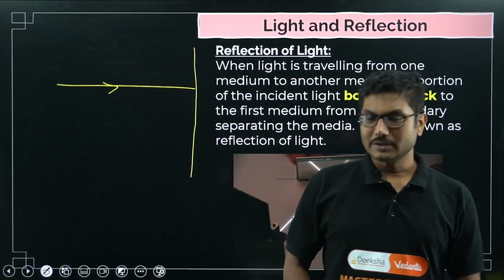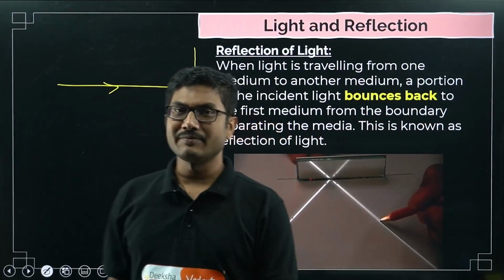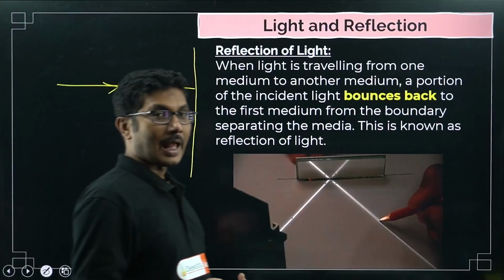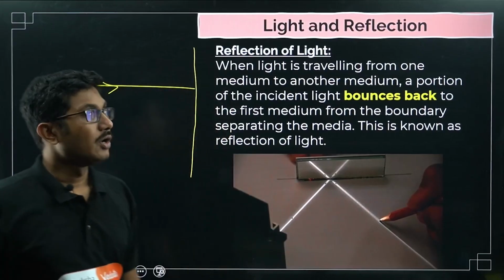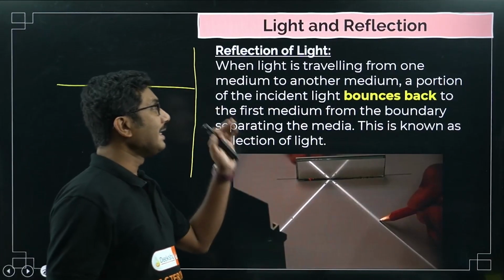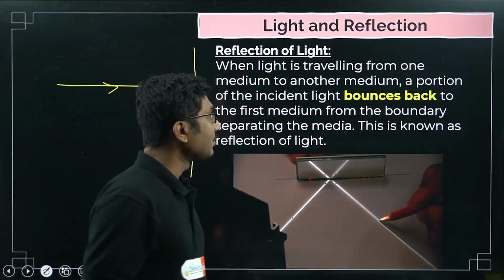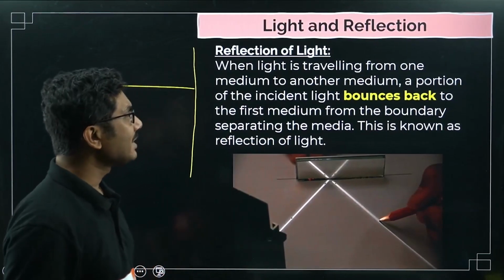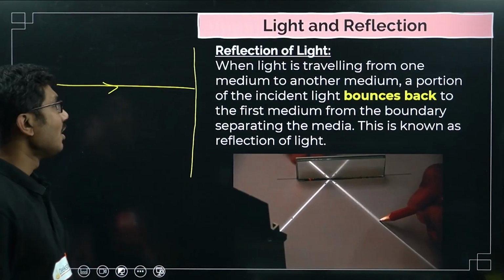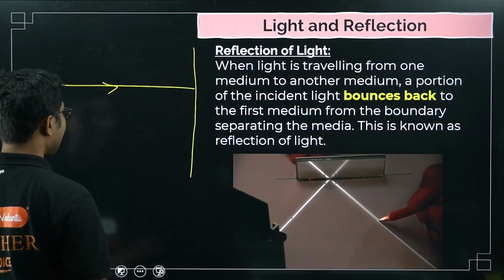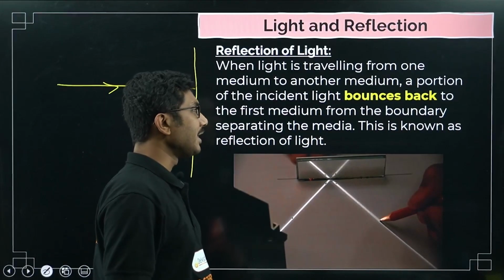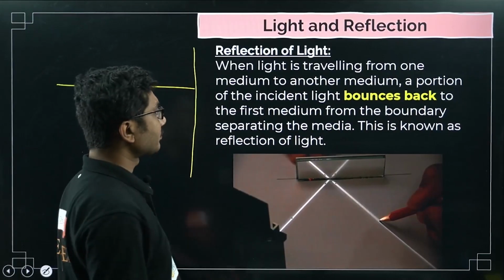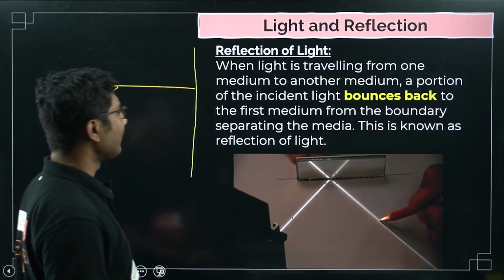Based on what type of medium we are placing in front of the light, two things can happen. First is reflection. What does reflection mean? When light is traveling from one medium to another medium, a portion of the incident light bounces back to the first medium from the boundary separating the two media. This is known as reflection of light.